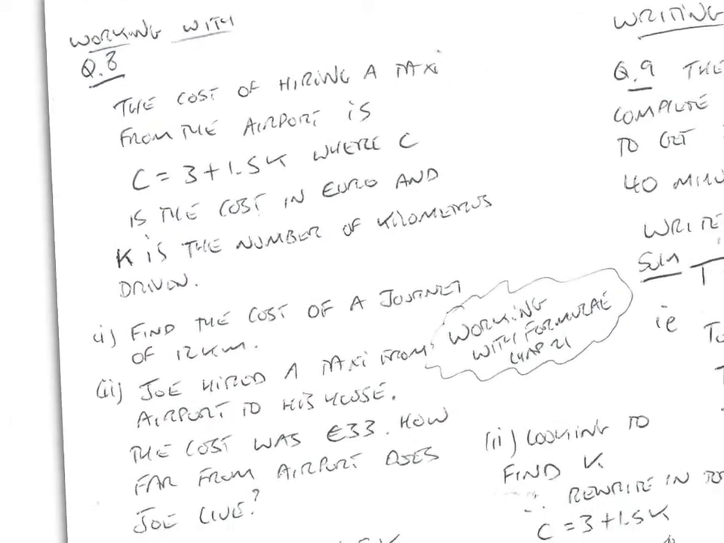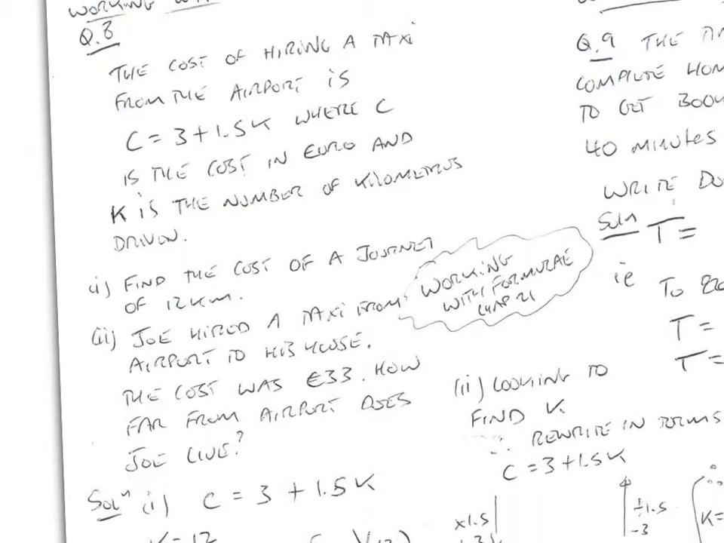Okay, let's look at working with formulae. So here's a question, question 8 from the book. The cost of hiring a taxi from the airport is given by the formula C equals 3 plus 1.5 times K, where C is the cost in euros and K is the number of kilometres driven. So we're asked to find the cost of a journey of 12 kilometres.